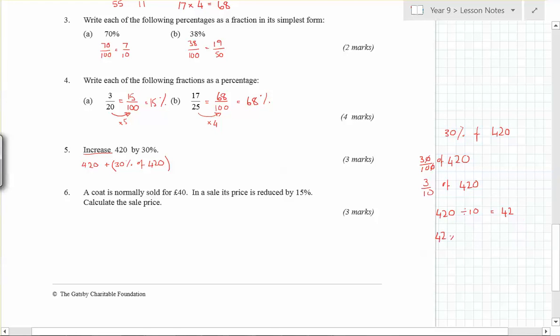42 times 3. Good. So 42 times 3 is, 3 fours are 12, 120, 126. So 30% of 420 is 126. So then you put 420 plus 126. Exactly. 420 plus 126 equals 546. I did 646.